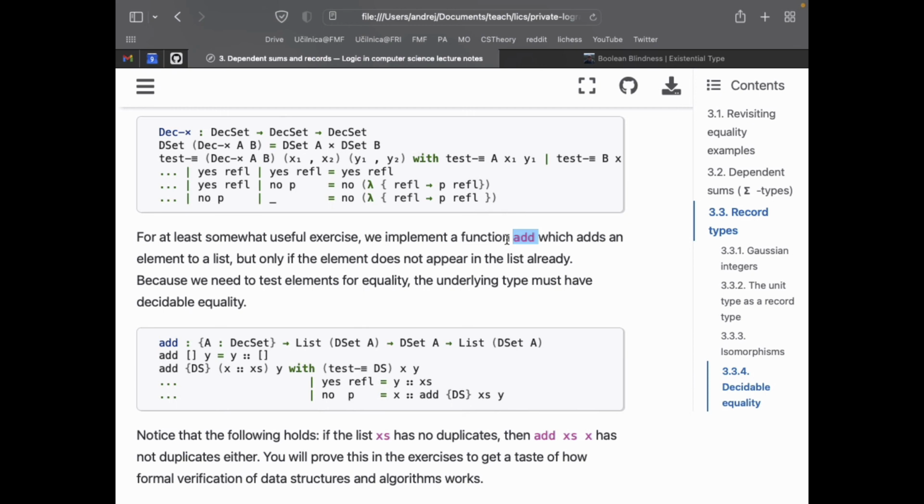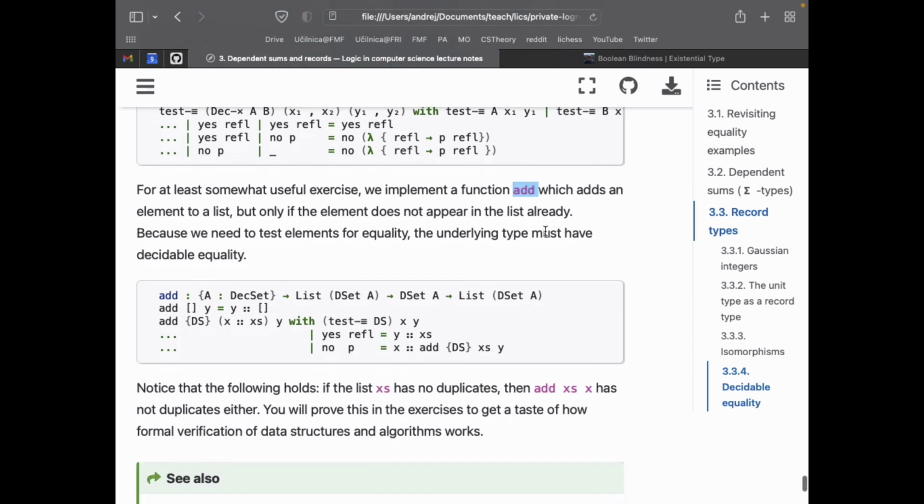How do you do this? Well, in order to be able to do this, you need decidable equality. You need to be able to decide whether x and y are equal, because when the function scans the list and it's looking at some element, it has to know, is this element equal to my x or is it not equal to my x? It has to make that decision. So I need to work with decidable sets. So here they are.